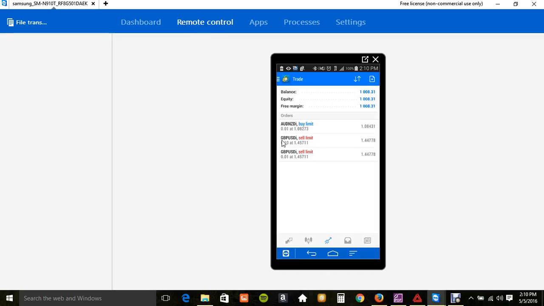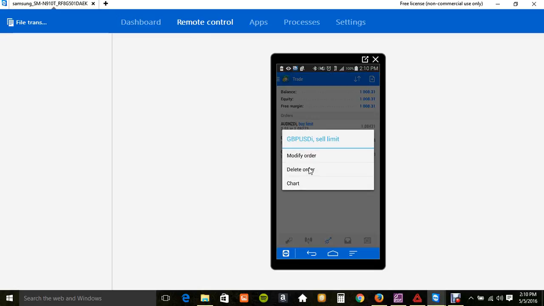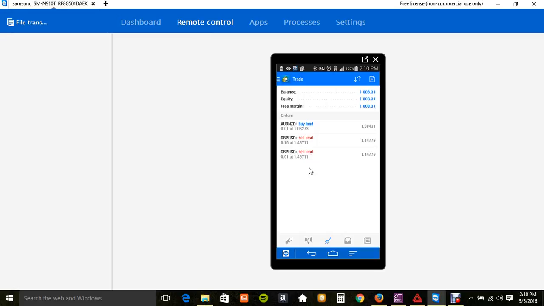Okay, this is the GBPUSD. These two here, these are ones I put you in earlier. I'm done with these trades, so let's delete those. Let's do the other one.